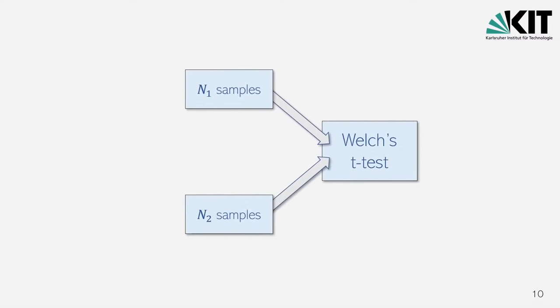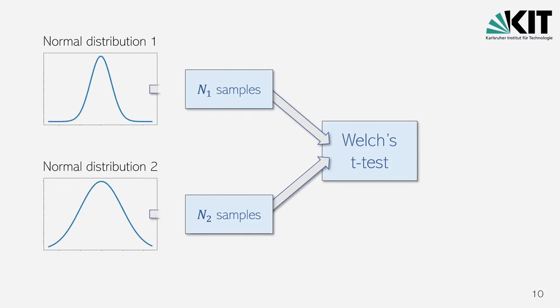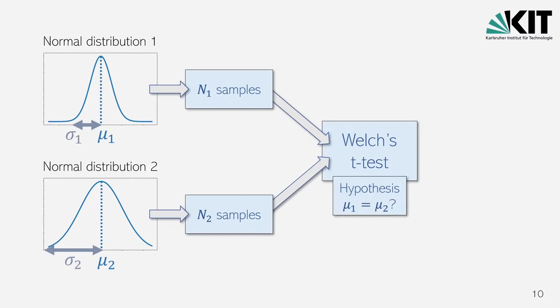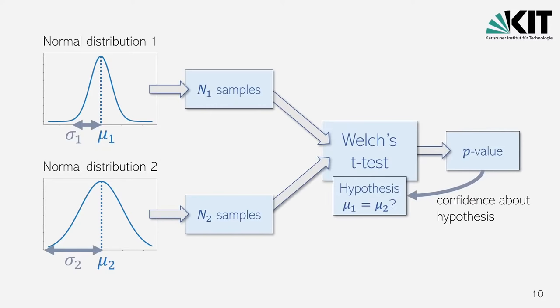Welch's t-test takes two sample sets of possibly different sizes n1 and n2, drawn from two normal distributions with possibly different standard deviation and possibly different mean, and it then computes some statistics on these samples and tests the hypothesis that the means of the underlying distributions are equal. The output of the test, called a p-value, then gives us some confidence about this hypothesis.